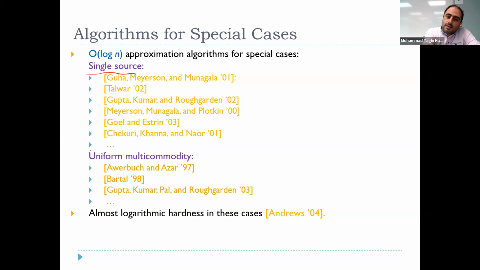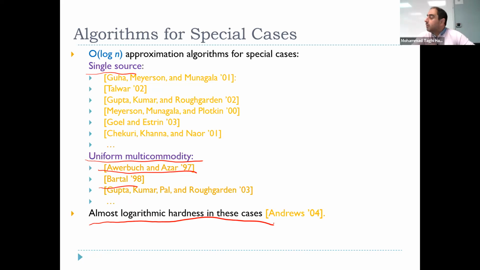For the uniform multi-commodity, also there are several things. This is the one that we talk about. I will talk about this Awerbuch-Azar, 97. They had the first algorithm using some variation of Bartal, but that was actually more complicated. But then using Bartal and others, you could improve. And another interesting thing, almost logarithmic hardness for almost this case. This is the Matthew Andrews paper. He said that for this problem, you cannot get better than log n approximation.